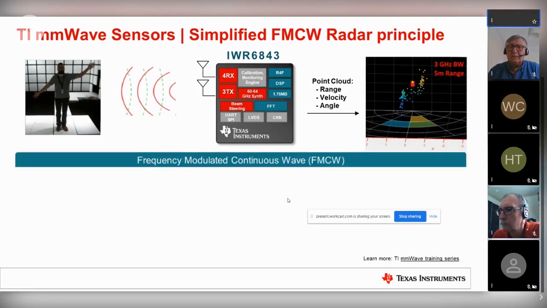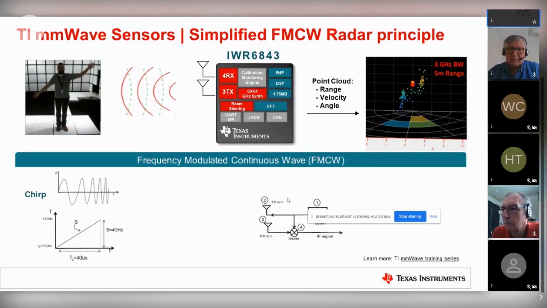So this particular technology is based on frequency modulated continuous wave. So quickly, I'm going to show you what it means. Basically, we have a synthesizer that puts out a specific waveform, which is called a chirp, that is a continuous wave, a kind of sinus, that is frequency modulated, where we change the frequency over time.